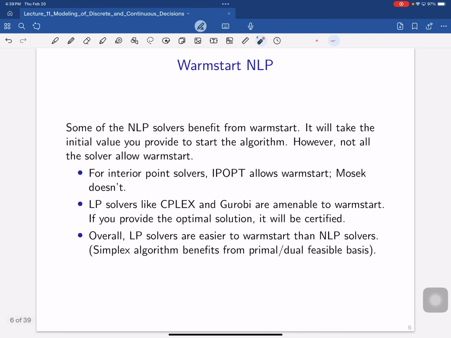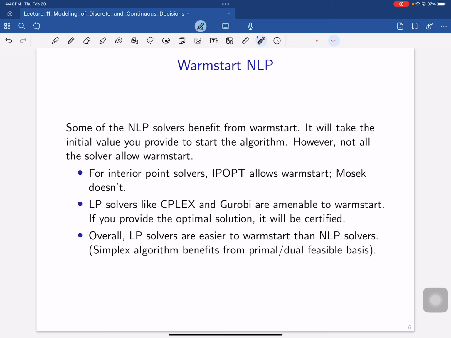And then you can also warm start a nonlinear programming algorithm. Some of the solvers allow warm start. By warm start, I mean if you have a good guess of a feasible solution, maybe based on your experience or some heuristic, you already know a good solution for the original problem. Then you could initialize the variables using the initial guess you have. Some of the solvers do take the initial guess, like IPOPT allows warm start, but some of the other interior point solvers, like Mosek, don't allow warm start.